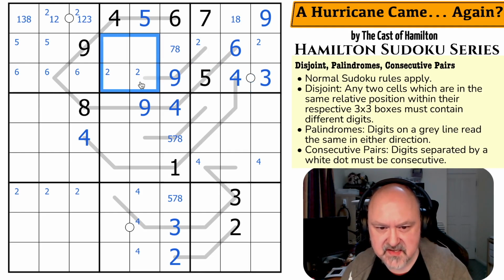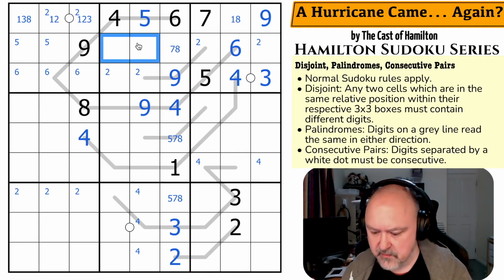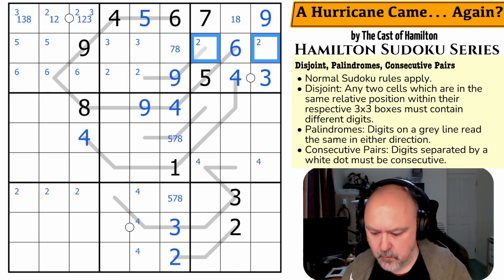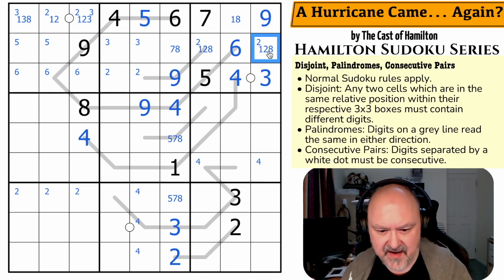So 3 is in one of the... Oh, no, 3 is now in one of those two, which puts 3 up here. Yep, I already had 3 in one of those two. And these are 1, 2, 8. Can I remove any of those by disjoint? Not that I'm seeing. 1 in here. No. Okay, let's look at these. What can those be? They can't be 1. They can't be 2, 3, 4.